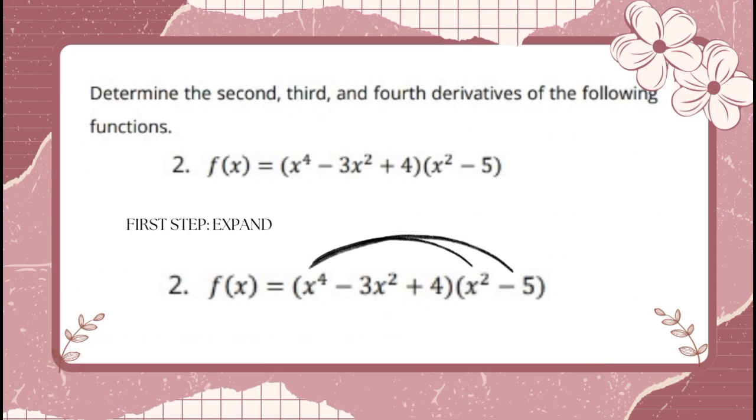The direction is to determine the second, third, and fourth derivatives of the following function. The function that is assigned to me is f of x is equal to the quantity of x raised to 4 minus 3x squared plus 4 times the quantity of x squared minus 5. The first step we're going to do is expand the given function.